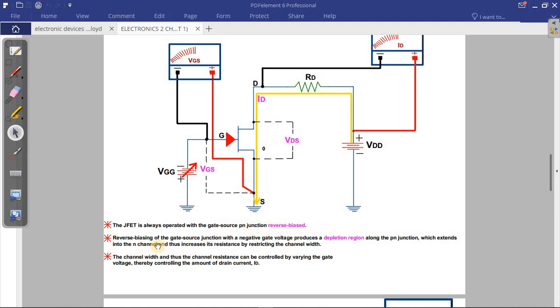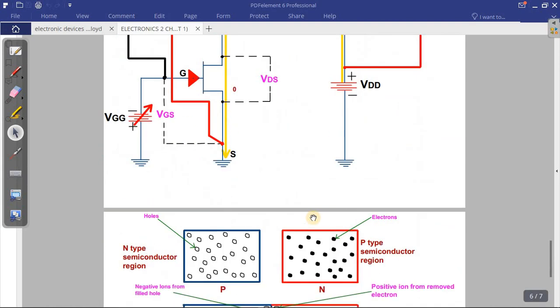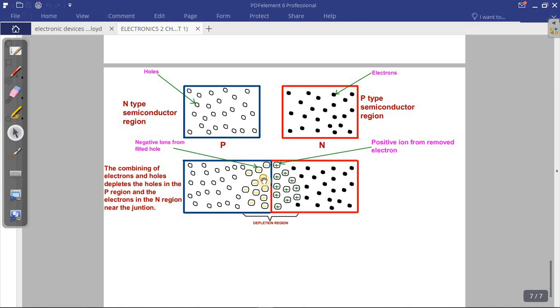And then they say the reverse bias of the gate-source junction with the negative gate voltage produces a depletion region. So you guys, I think you still remember about the depletion region in Electronics 1, but I'm going to show you again in this video. This is a depletion region. For those who forgot, the depletion region is when the P and the N type semiconductor regions come together.